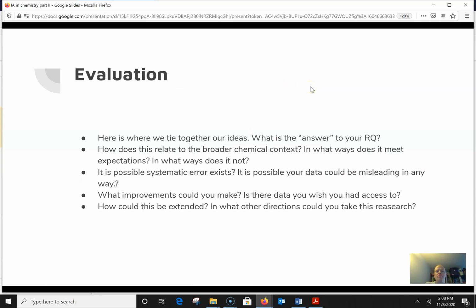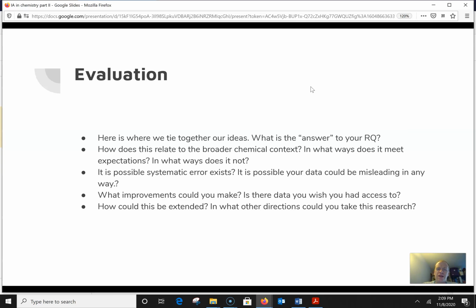So evaluation. Same as we would with a traditional experiment, we're going to think about our RQ and the research that we did, and we're going to say, what's the answer to our RQ? Do we know an answer to our RQ? Does the information we got actually answer the RQ? And support your stuff with data as you always would. How does it relate to the broader chemical concept? Does this meet your expectations? Now, it might be better to make a hypothesis. That's not required, but it might be better to make a hypothesis in a database IA. Like, what is your guess about how this information is going to look before you did it?